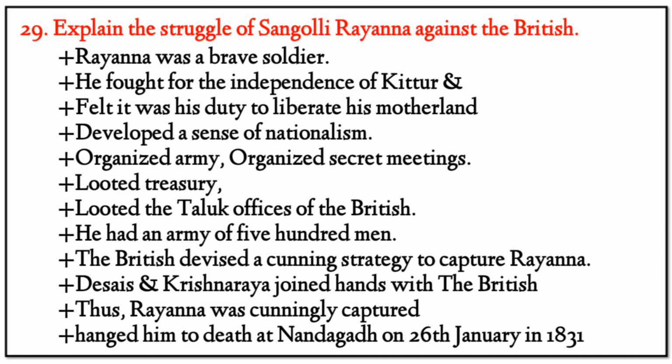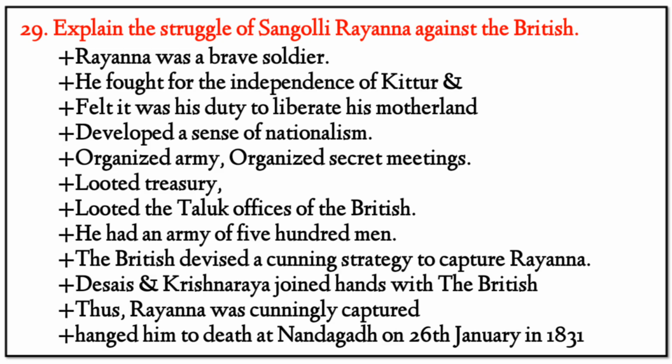The British devised a cunning strategy to capture Rayanna. Desai Krishna Raya joined hands with the British. Thus Rayanna was cunningly captured and hanged to death at Nandagad on 26th January 1831.